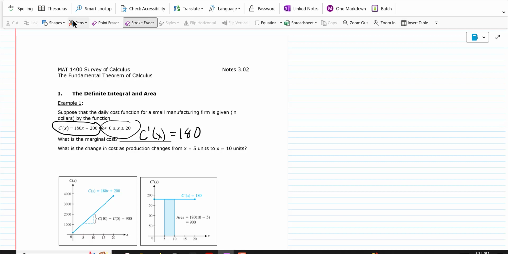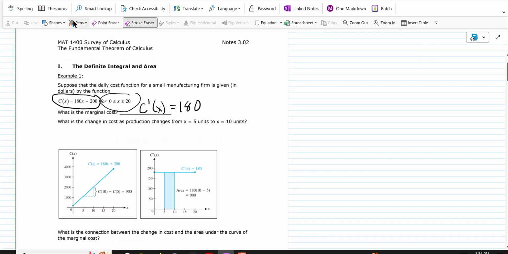Now I've given you a couple of graphs on here. This is the graph of the original function. This is the graph of the derivative, 180. And we're going to talk about what they mean in the context of area. So my question is, what is the change in cost as production changes from 5 units to 10 units?